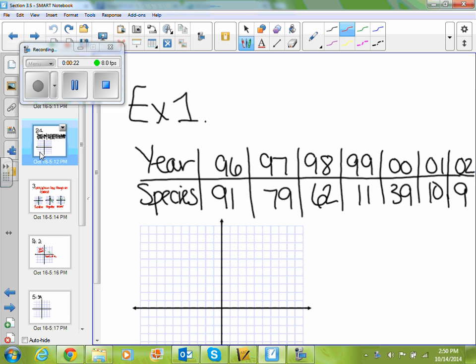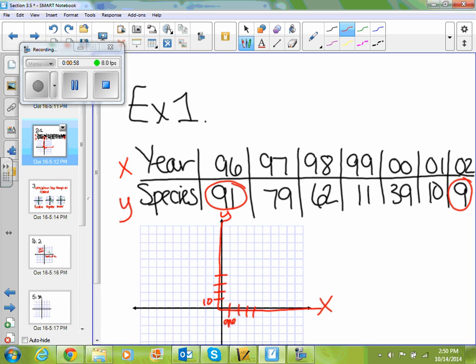So if I look at example 1, I'm talking about years and species over those years. My years is going to be my x. My species is going to be my y. So I know that down here are my x-axis and my y-axis. Okay, so I'm going to make each one of these tick marks worth 1 year, starting at 1996. And then on the side, I'm going to make each one of these worth 10, because my smallest value is 9, and my biggest value is 91. So I know that I'm going to start at 10, etc., all the way up, right?